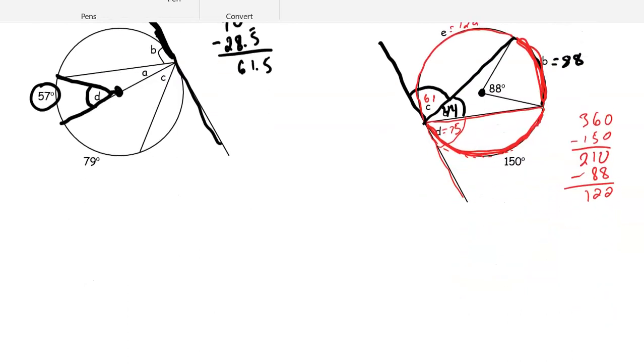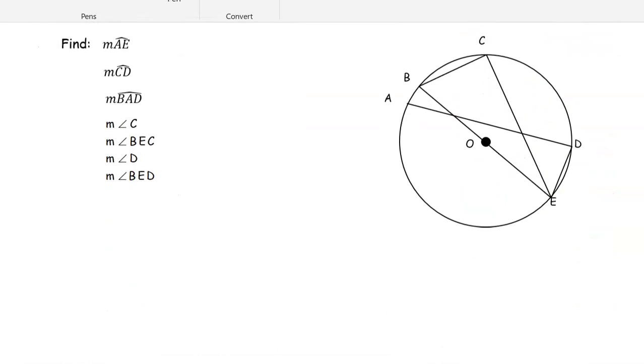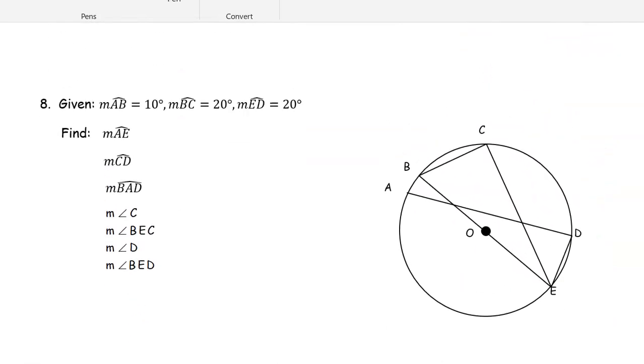Okay. All right, what do we got left here? All right, last one. So we'll go through this hopefully fairly quick, put all this together, see if we can do some of these on our own here then. It says measure of arc AB is 10. So this little guy here is a 10. BC is 20. So this arc here is 20. Arc ED is also 20. First, then we're just going to go through, find most all of these things.